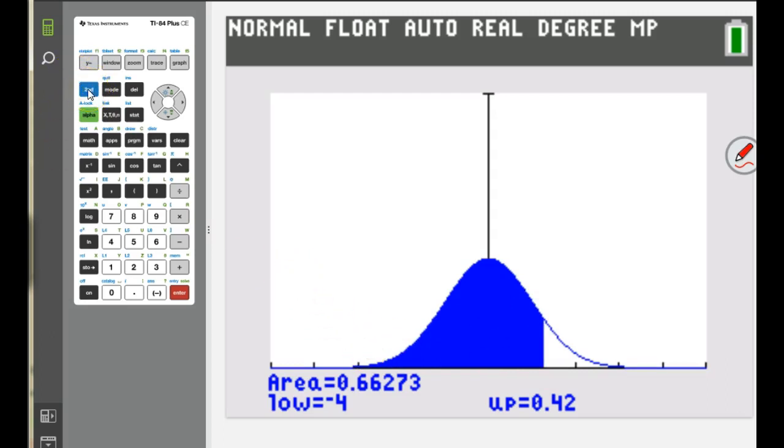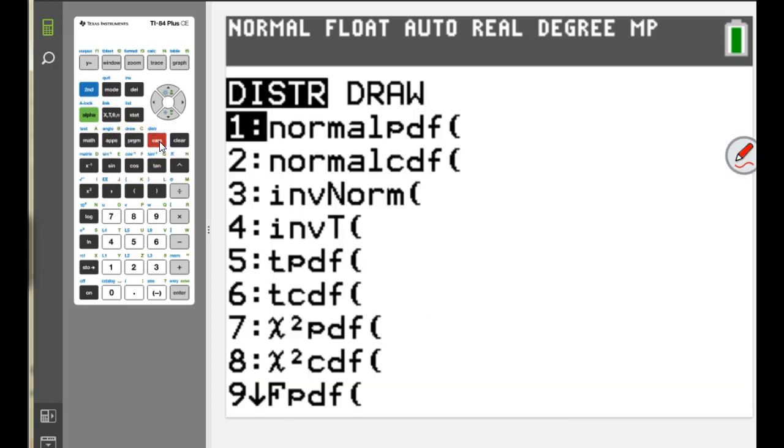Everybody do this, go second and then vars, because we're using a distribution. All right, second vars. And do you remember which one I said we're going to use? Yeah, the second one, number 2 down here.